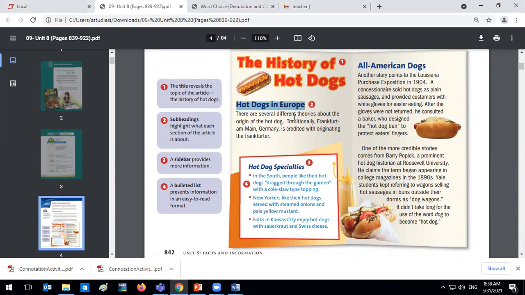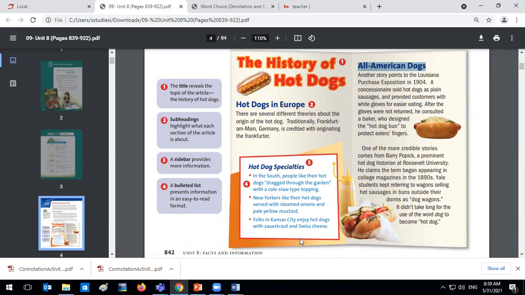So if you are reading this article and you see a subheading called hot dogs in Europe, you know that the information below is going to discuss how hot dogs originated in Europe, or how they are eaten, or how they are consumed, and so on. In Europe specifically, as you see here, they're focusing on the traditional hot dog in Germany and how it originated. If you look at your second subheading, it's called All American Dogs. Here, of course, in contrast to Europe, it is discussing the hot dog in the United States of America.